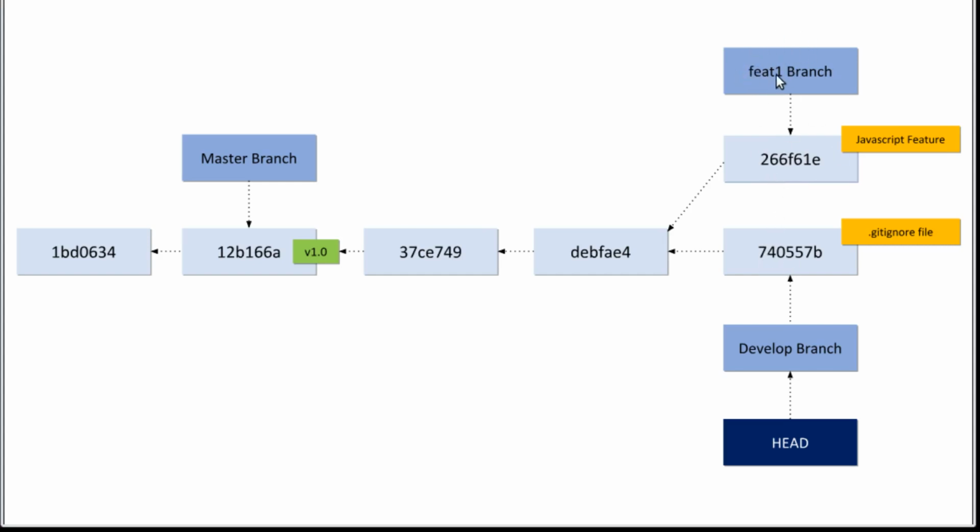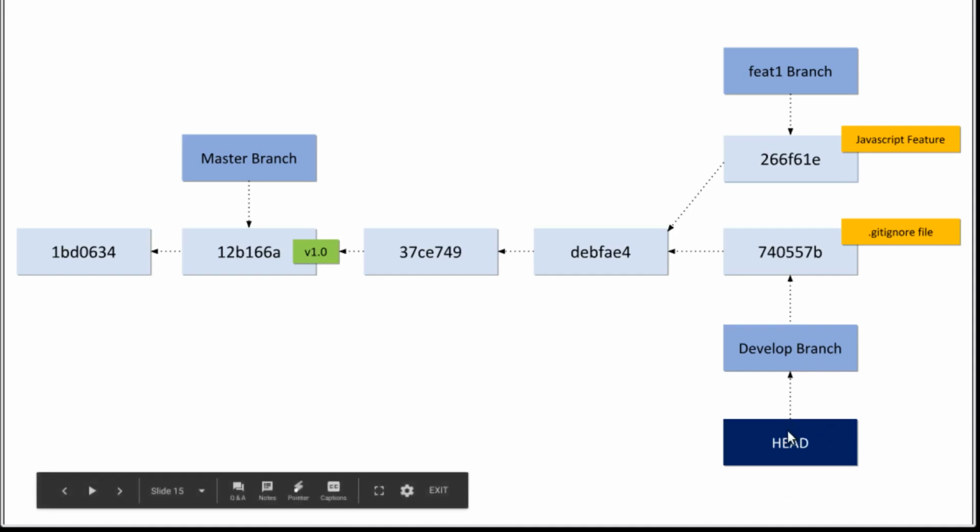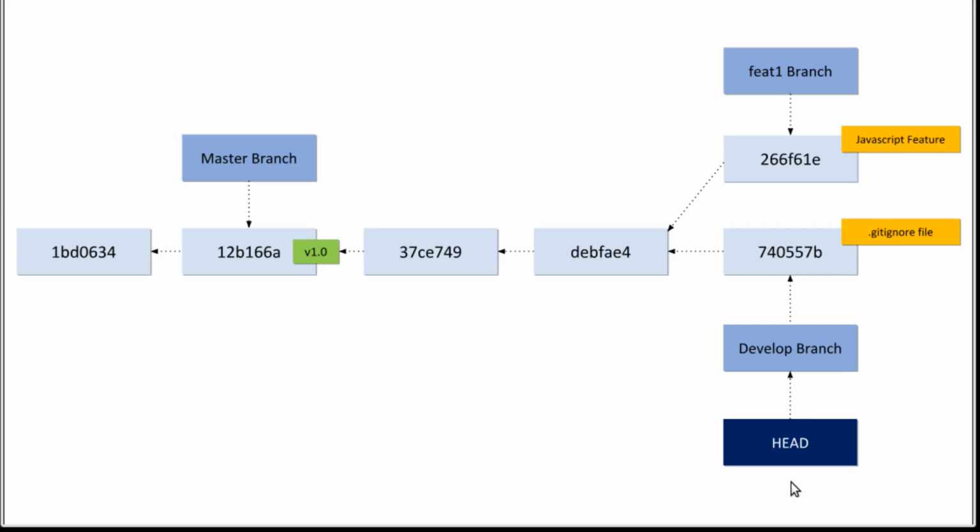So you can see that feature 1 branch pointer is pointing at that commit. And then you see down here the develop branch is pointing at the commit where we added the .gitignore file. You can also see that the head pointer is pointing at develop, which just means that we're currently sitting on the develop branch. Let's hop back into the terminal and just see what's going on here.